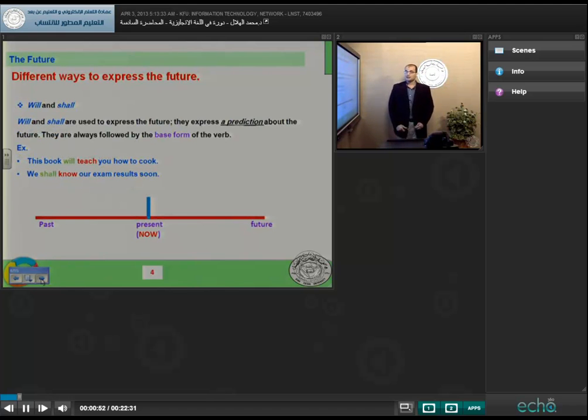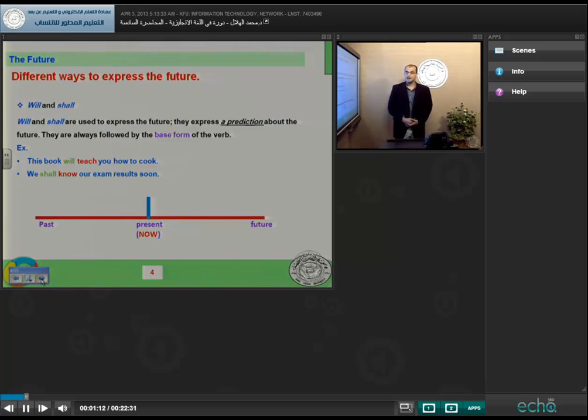So will and shall are used to express the future. They express a prediction about the future. They are always followed by the base form of the verb. Let's have the examples. This book will teach you how to cook. We shall know our exam results soon.